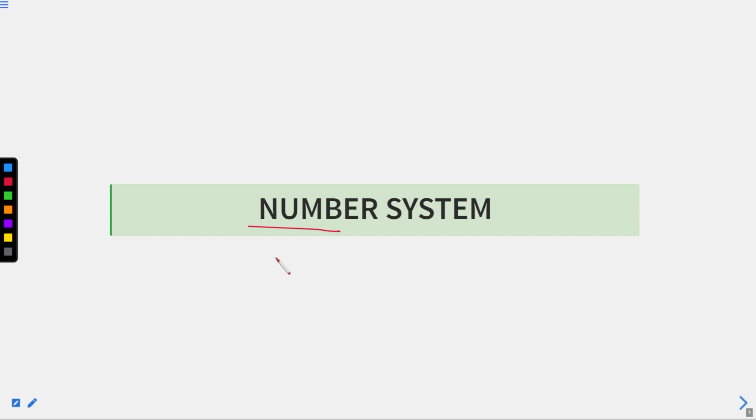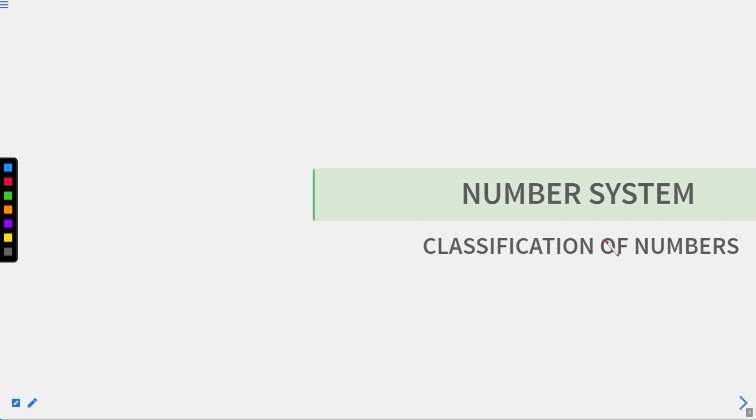Basically, numbers are just quantities which help us to remember the quantities of objects. Numbers are just entities which are required to give quantity or some measurement to an object. Okay, so let's jump into our topic.